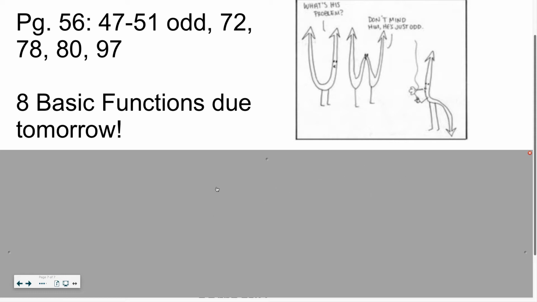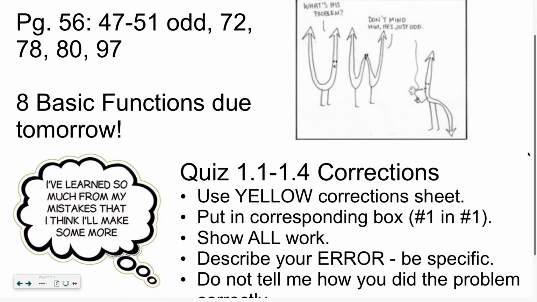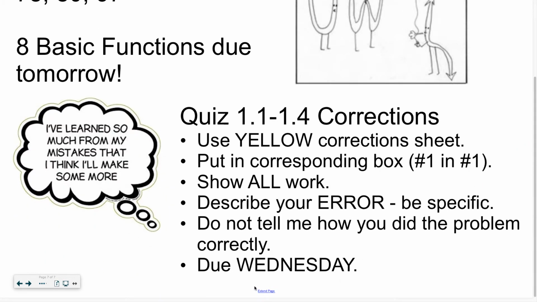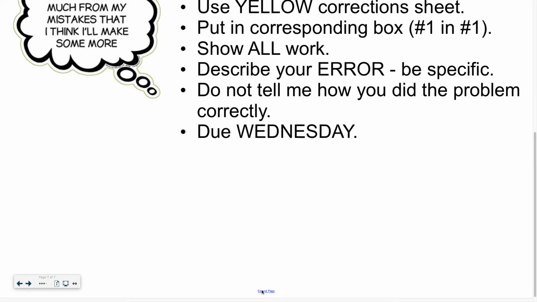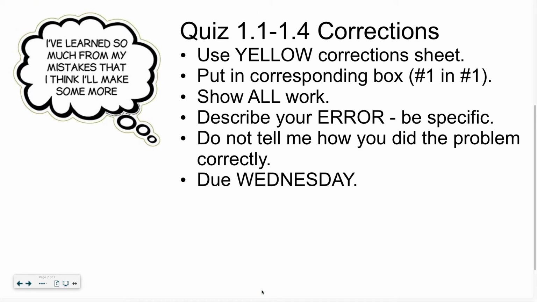Okay. And then lastly, I want to talk about the quiz. Here's what you need to know for your quiz corrections. If you don't want to keep the grade that's at the top of your quiz, you need to complete quiz corrections on the yellow sheet that was passed out to the groups. So follow directions and do the yellow sheet. Put your problem that you missed in the corresponding box.